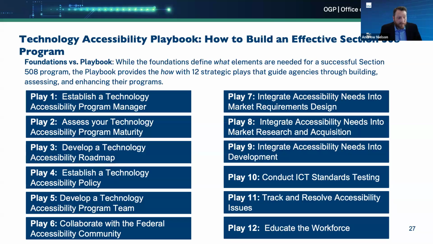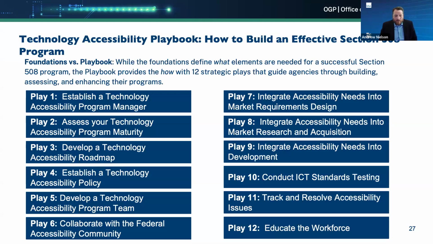All right, so some additional resources that can be helpful. Again, outside of the federal government, our Section 508.gov website has things that are useful, not just to federal agencies, but for anywhere where you might be implementing an accessibility program. So we have developed a resource we refer to as the Technology Accessibility Playbook that will help you build an effective program or grow a program to be more effective.